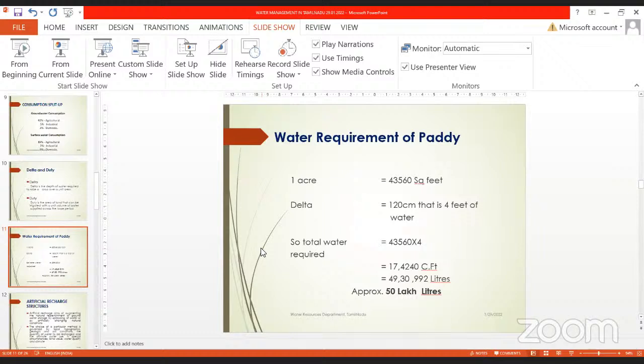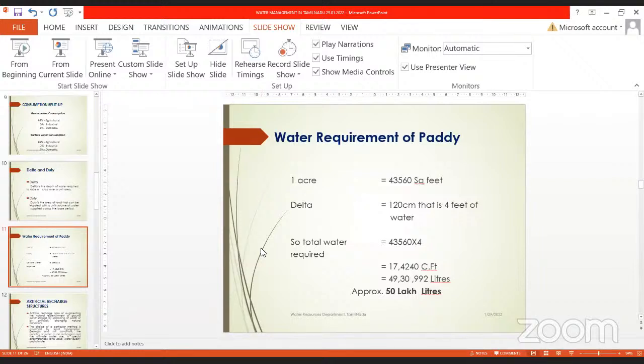For example, let us see. If we are having 1 acre of paddy, we are trying to harvest 1 acre of paddy. 1 acre equals 43,560 square feet. Delta is 120 centimeter, roughly 4 feet. So multiply these two, get volume of water that is required to cultivate paddy for 1 acre, which is approximately 50 lakh liters.